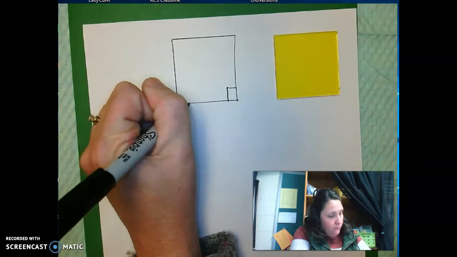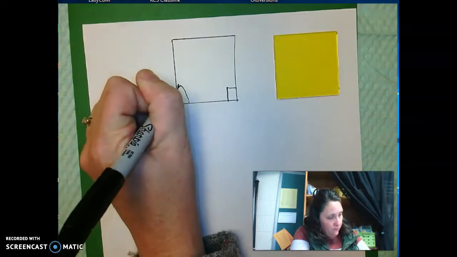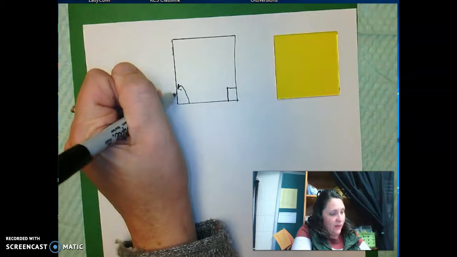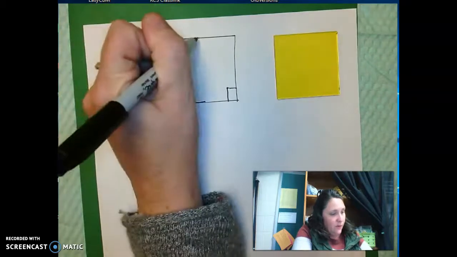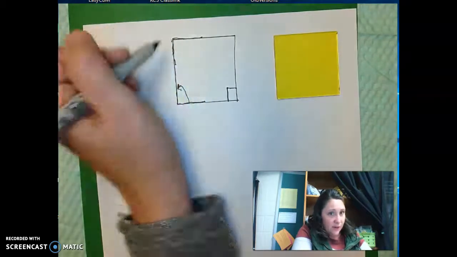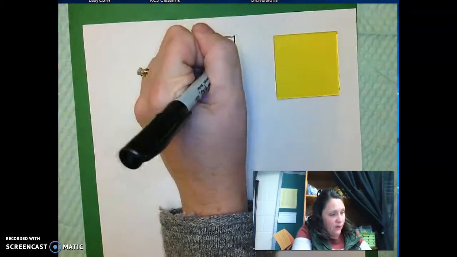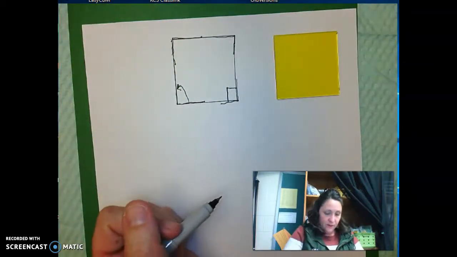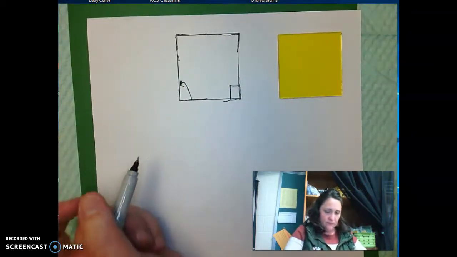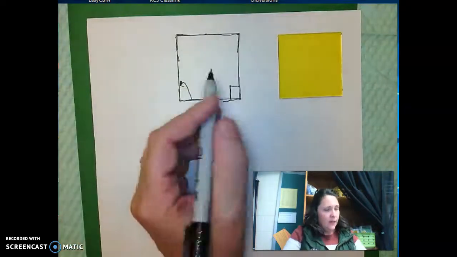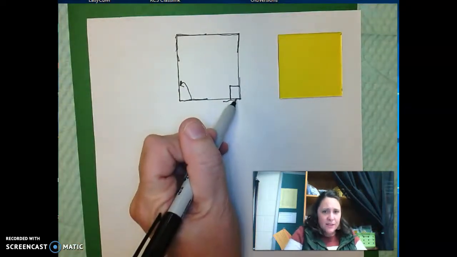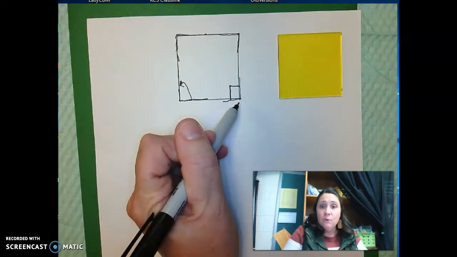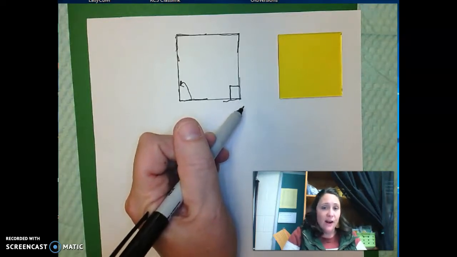The arrow is used to show any angle. So we have an angle here, an angle here, an angle here, and an angle here. Now, just as a reminder, what does this box mean? If you said that it means that this angle measures 90 degrees or it's a right angle, then nice job.